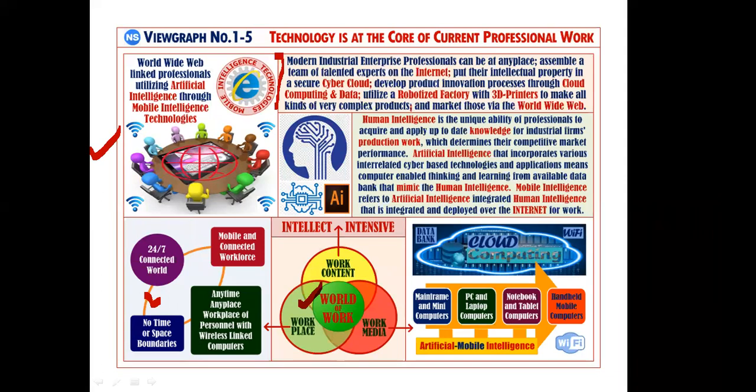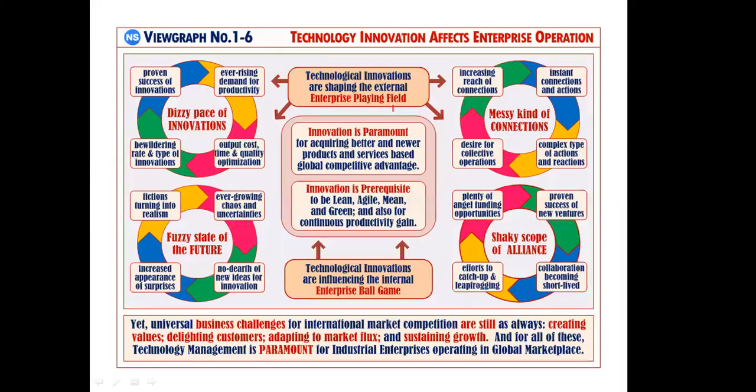Okay, let's move on. After we have talked about our individual work, let's look at the enterprises. Here I'm saying that technological innovation affects enterprise operation. How the enterprises work today nowadays is affected by technological innovation. And to explain that, I'm referring to the enterprise playing field and enterprise ball game. Here, the playing field, and here the ball game. What is the playing field? This is the external world that shapes the enterprise's playing field.